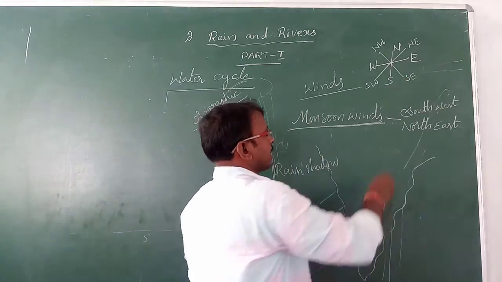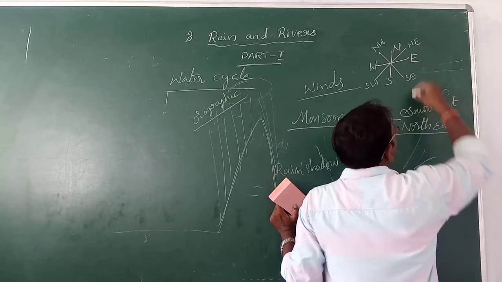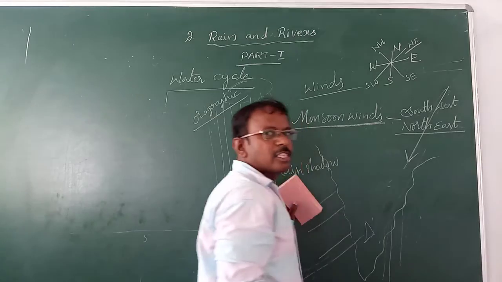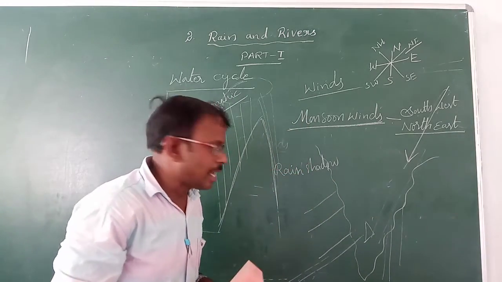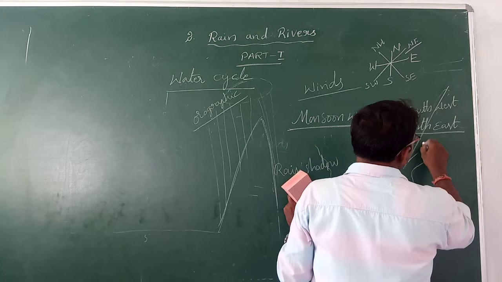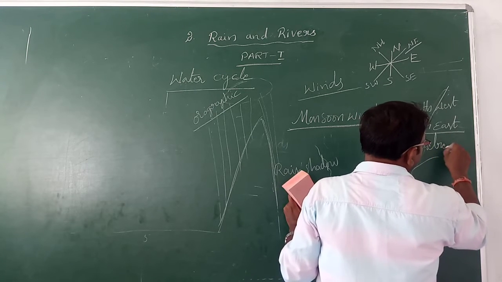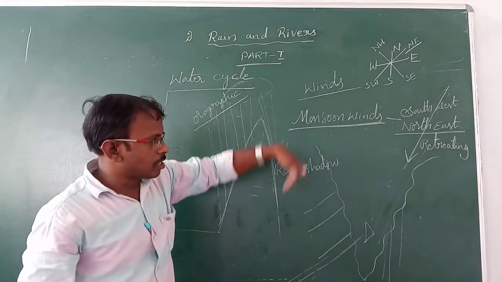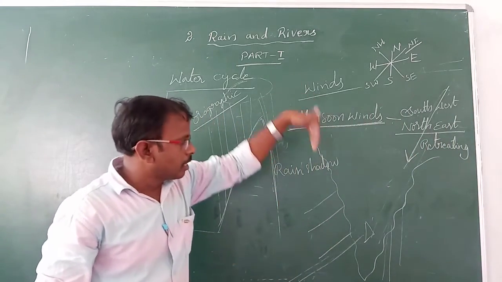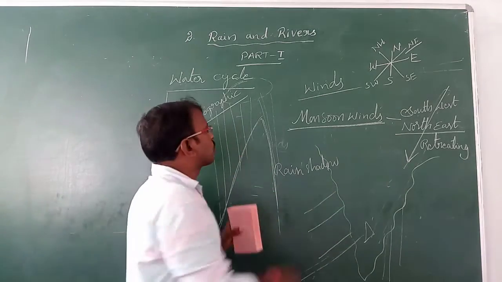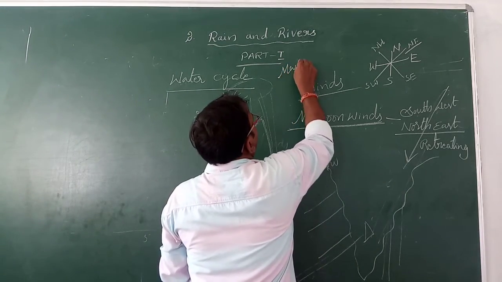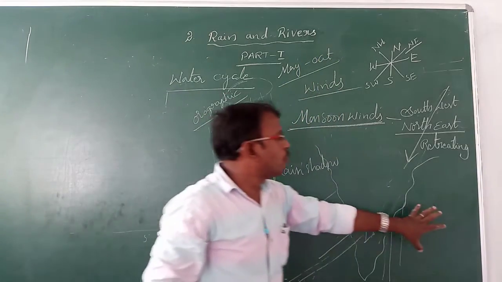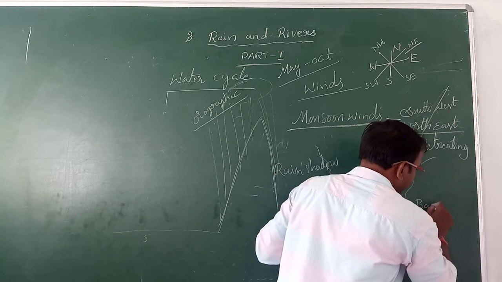This is called the northeast monsoon. When they return, in the northeast direction, this is called the northeast monsoons. Northeast monsoons are also known as retreating monsoons, reverse monsoons. They are coming in reverse. In that period, maximum from May to October, in the Bay of Bengal, this is the Bay of Bengal we know.